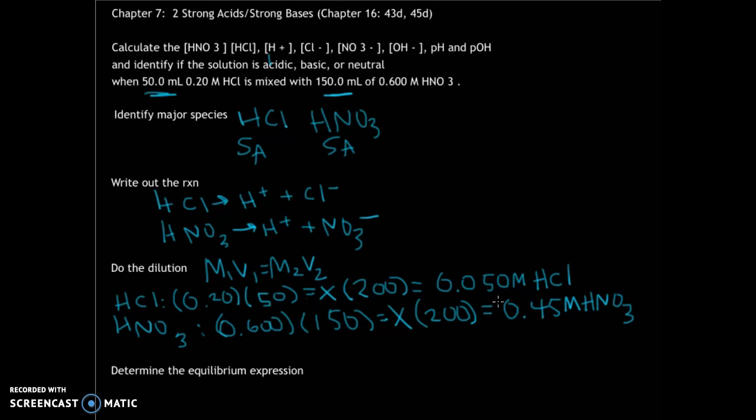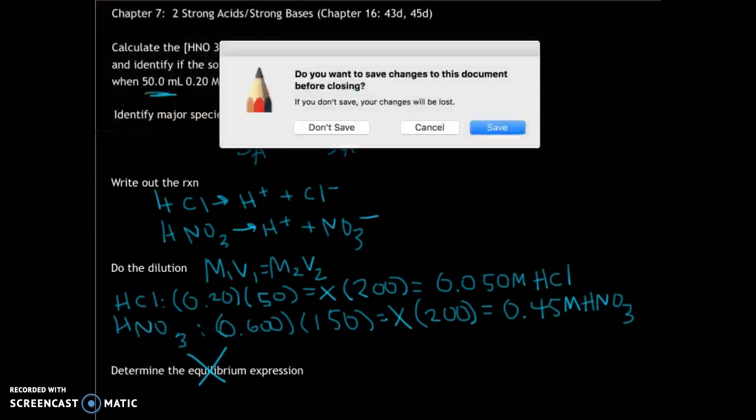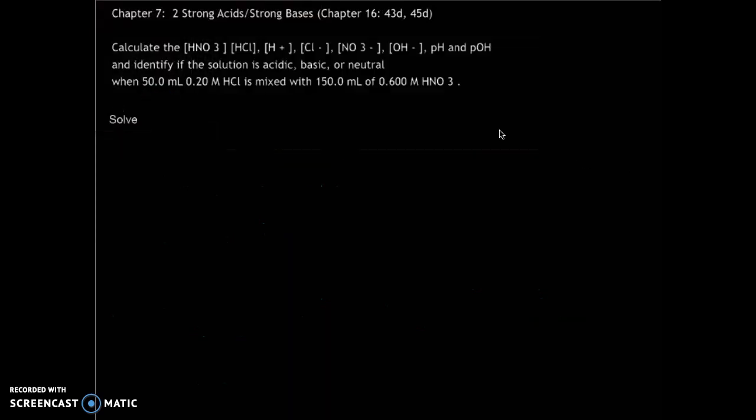Okay, so we've got these two numbers. Next thing we do often in this chapter, we haven't done it yet, but we do often, is determine the equilibrium expression. Well, not this time, because this is not equilibrium. These are strong acids. They do not go to equilibrium, so we won't do any sort of equilibrium expression, okay? What we are going to do, however, is take the long way to solve.